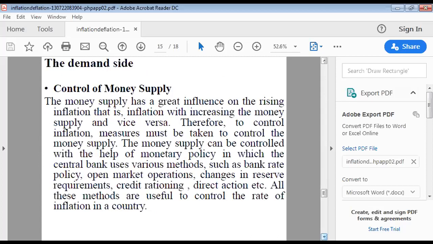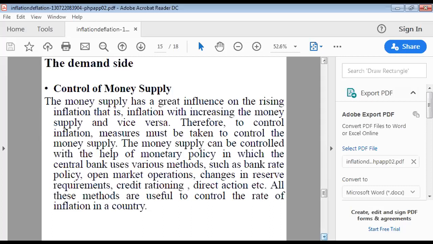The demand side. We have only talked about the supply side so far, so we want to talk about the demand side now. Control of money supply. The money supply has a great influence on the rising inflation. That is, inflation rises with increasing money supply and vice versa. Inflation will always occur when there is an increase in money supply, and a decrease in money supply will lead to disinflation or deflation if it is too much to be contained. Therefore, to control inflation, measures must be taken to control the money supply.